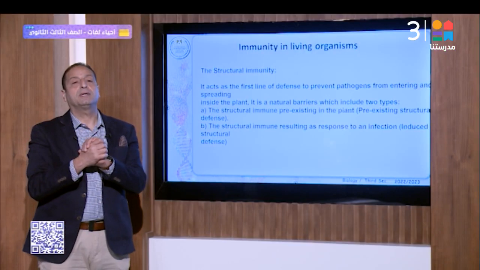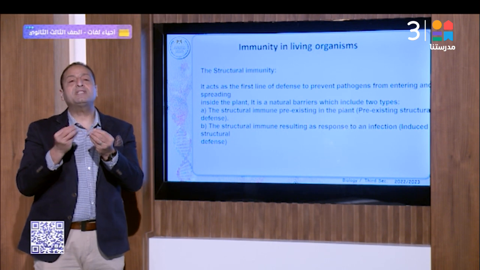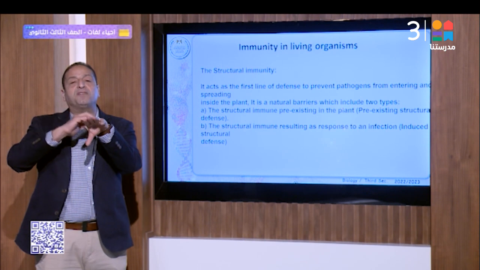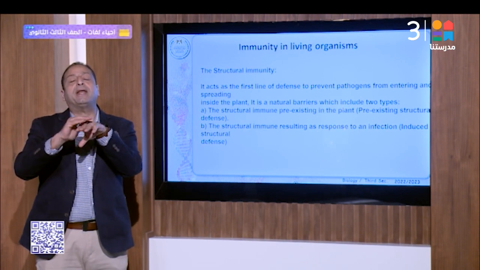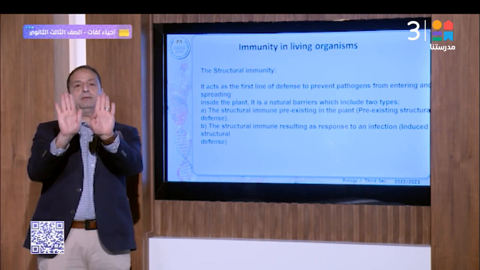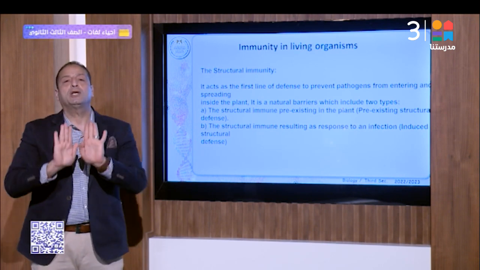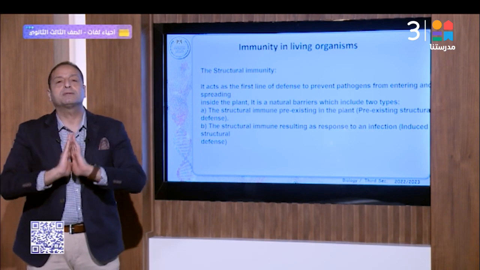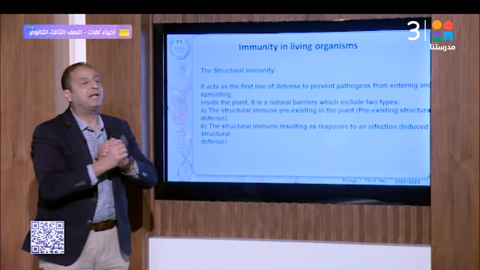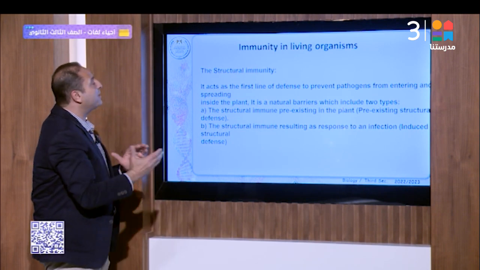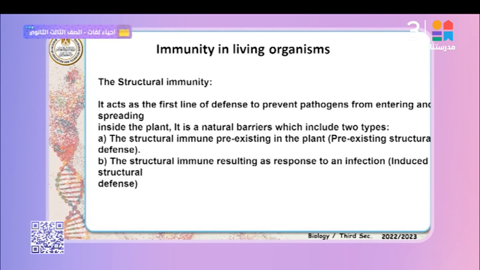Structural immunity, what is the meaning of innate or structural immunity? It acts as the first line of defense. It is called natural barriers. Natural barriers prevent microbes and pathogens from entering the plant. It acts as the first line of defense to prevent pathogens from entering and spreading inside the plant. It is the natural barrier, which includes two types.